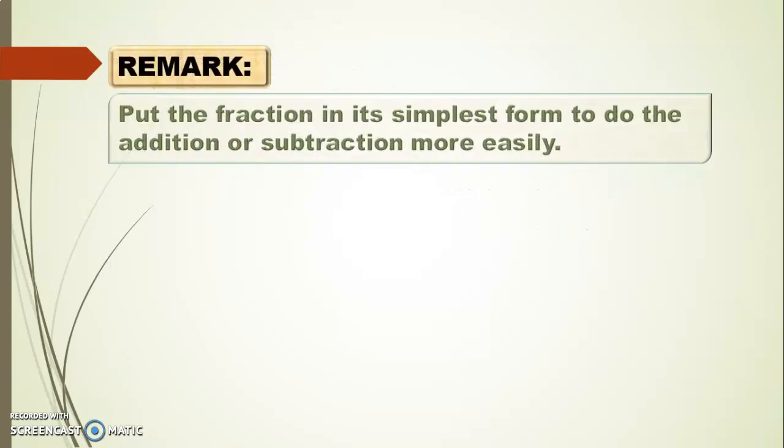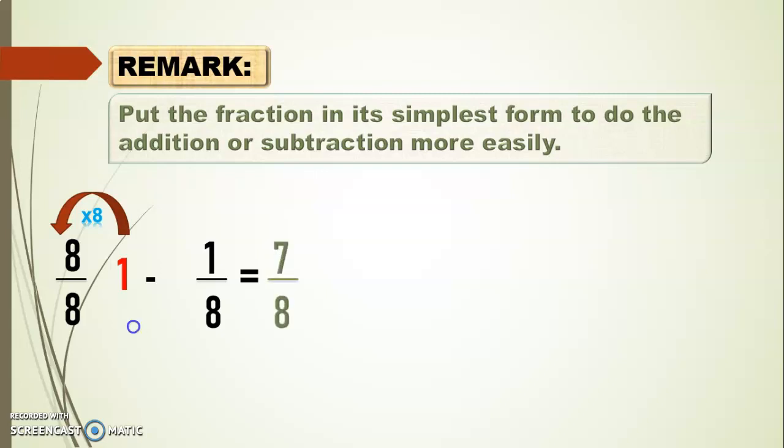Remark: put the fraction in its simplest form to do the addition or subtraction more easily. What's the meaning of this? 1 minus 1 over 8. 1 is 1 whole. I want my denominator to be 8, so I'll multiply this 1 by 8 up and down. It will be 8 over 8. So now I have 8 over 8 minus 1 over 8. It's easy for me to do the subtraction now. 8 minus 1, it will be 7, and we will keep 8, it will be 7 over 8.